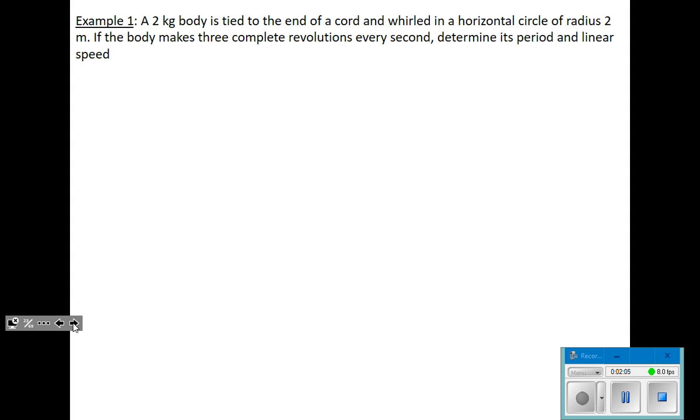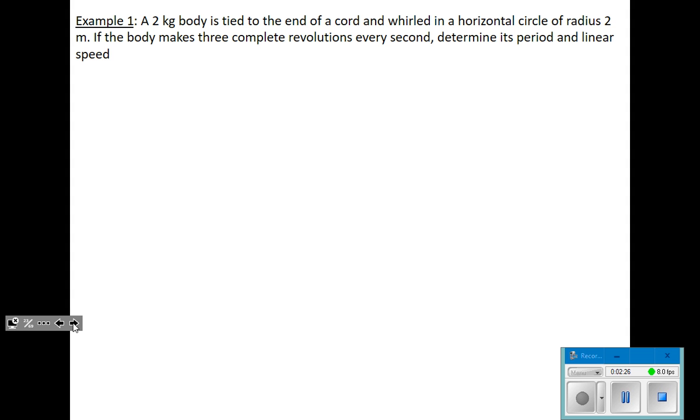So I have a 2 kilogram body, an object that's tied to the end of a cord and whirled in a horizontal circle that has a radius of 2 meters. If the body makes 3 complete revolutions every second, determine its period and linear speed. Linear speed is the same as its velocity, or tangential speed.